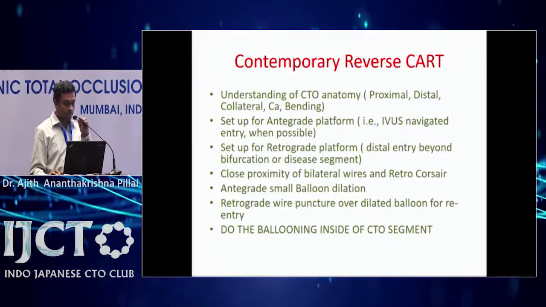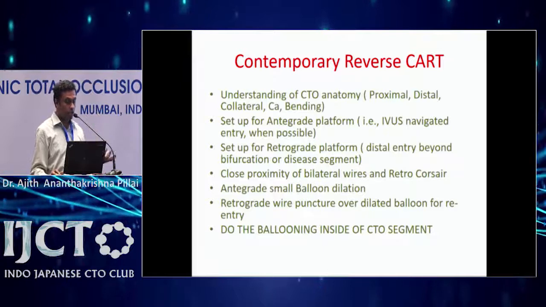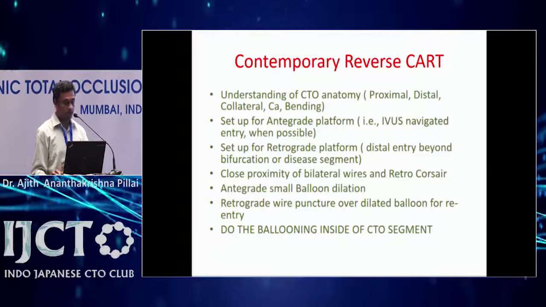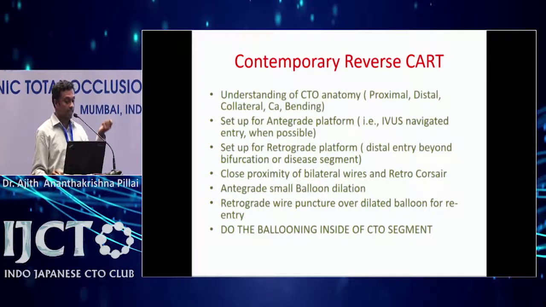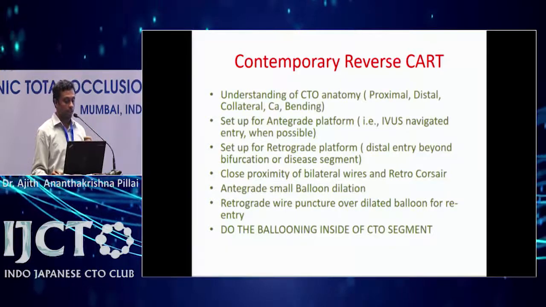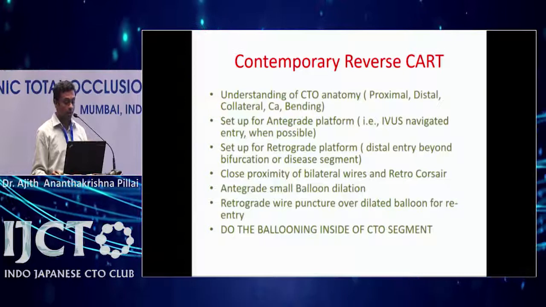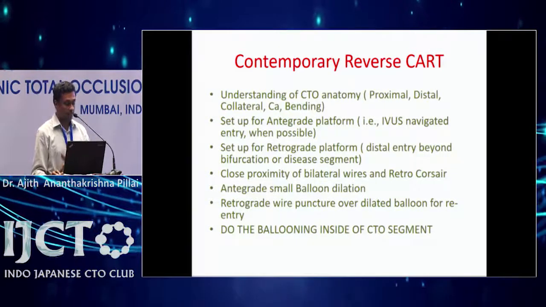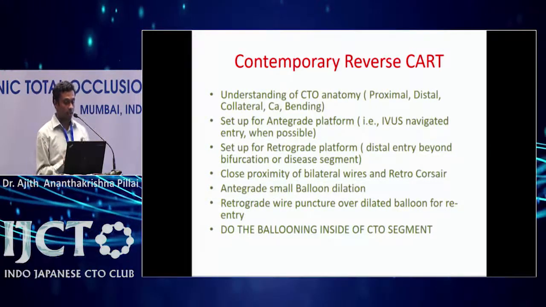Understand the CTO anatomy, by using IVUS, using CT, using angio information, and set up the antegrade platform. Again, use IVUS to get entry when possible. If you have a branch point, you pass the IVUS, get the wire into the vessel, and then you set up a retrograde platform, with distal entry beyond the bifurcation or diseased segment. So even when you go retrogradely, you should know the vessel architecture.